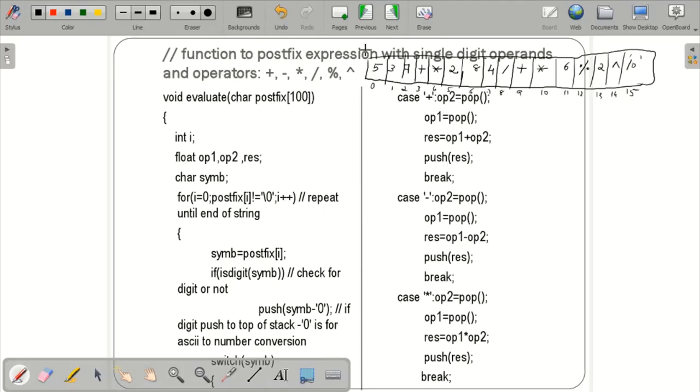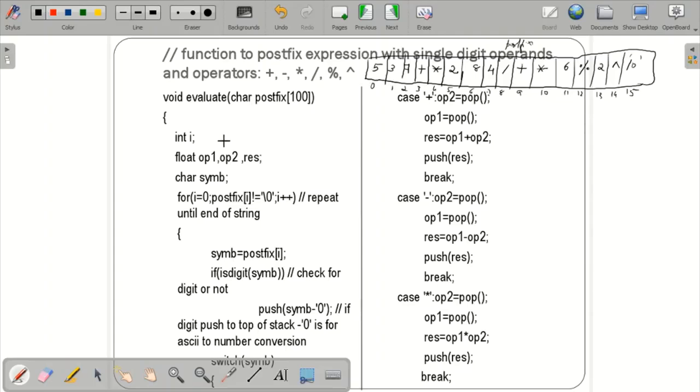So over here I've already written a postfix expression which we have solved in the example problem. So I've written over here 537 followed by these operators and operands. So this is our postfix expression. So let us try to trace this particular problem.